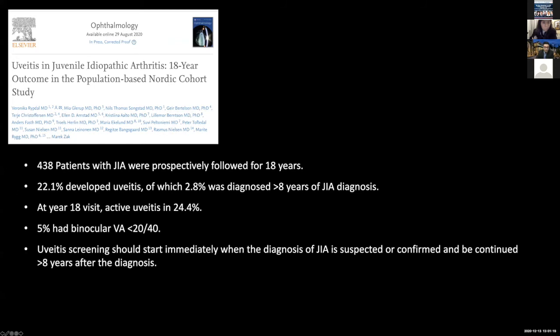But interestingly, only 5% of patients had a binocular vision of less than 20/40. And they concluded that uveitis screening should start immediately after the diagnosis of JIA is established or suspected and should continue more than 8 years after the diagnosis. And this may be different than what our current guidelines are. And it suggests that there may be a value in revisiting our screening guidelines for JIA. And it also gives you data to tell you that the disease may persist with up to 1/4 of patients being active at 18 years.